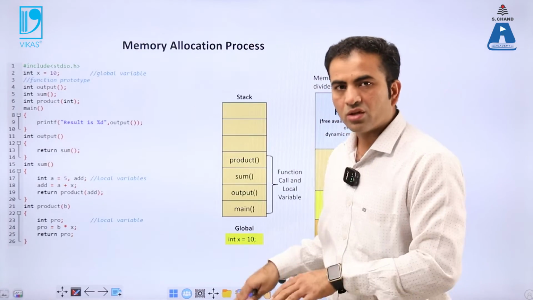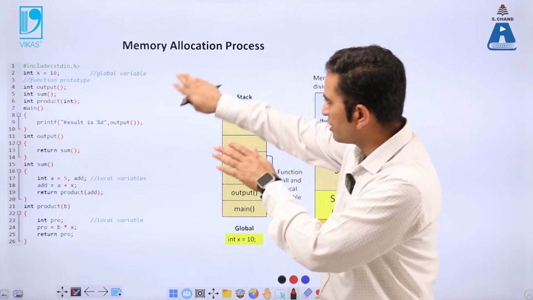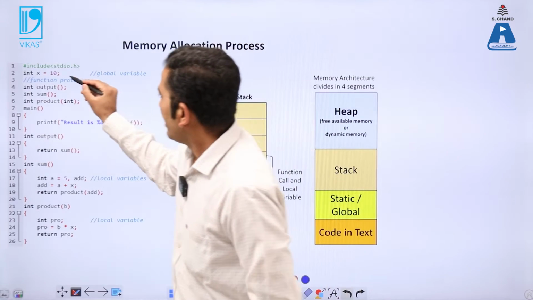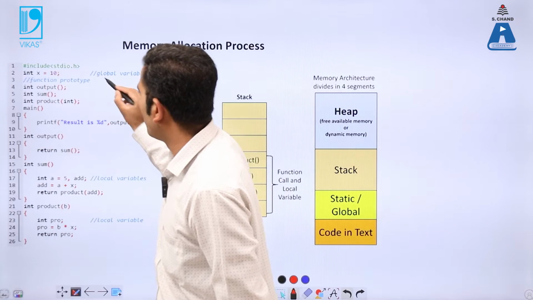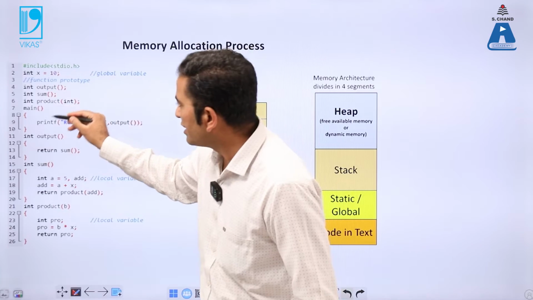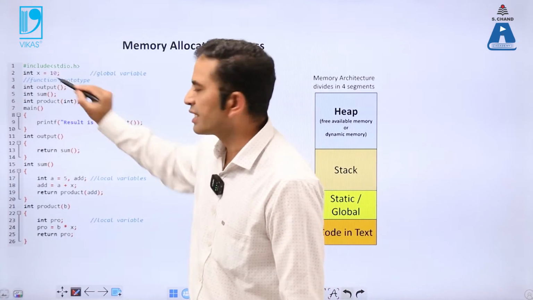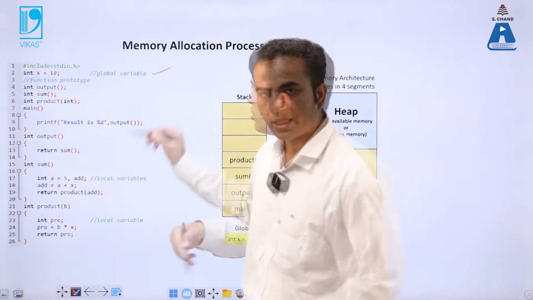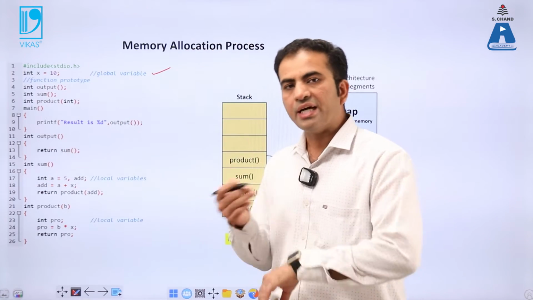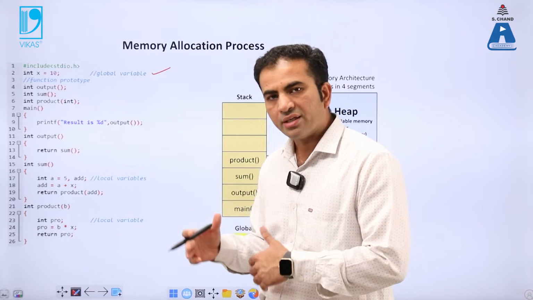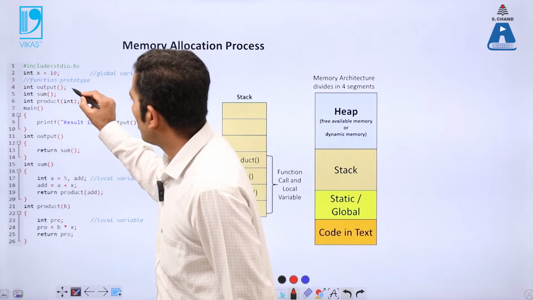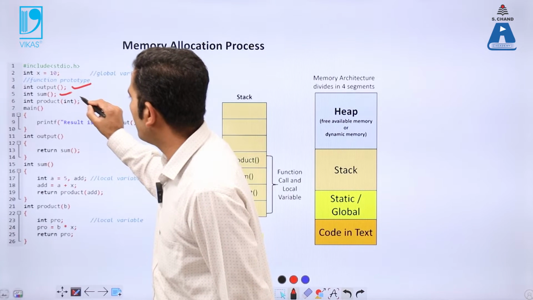Now understand the concept of memory allocation using this program. Here x equal to 10 is the global variable. Global variables are those variables which are not declared inside the main function. These variables are always declared outside the main function, that's why it is called a global variable. Variables declared inside the main function or inside a user defined function are called local variables. Now this is a function prototype: output, sum and product.